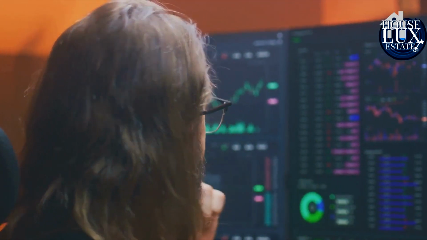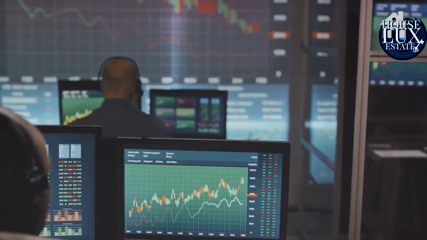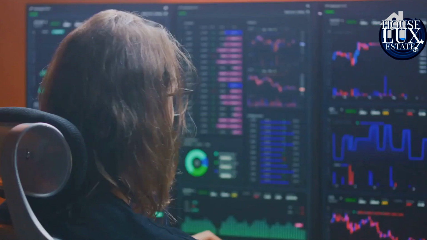Now, this may sound like a dampener, but it's a crucial point to keep in mind when venturing into the world of day trading. Let's delve into some key points that will help you navigate this complex yet fascinating terrain. First up, the importance of using multiple indicators.